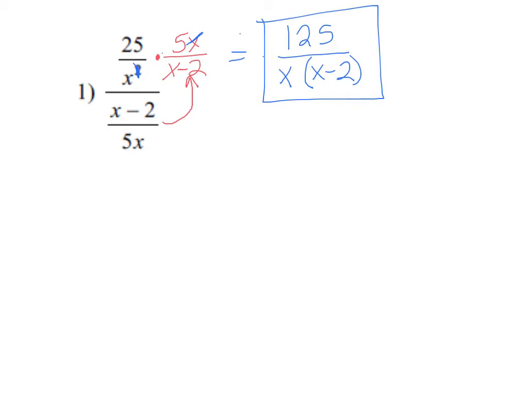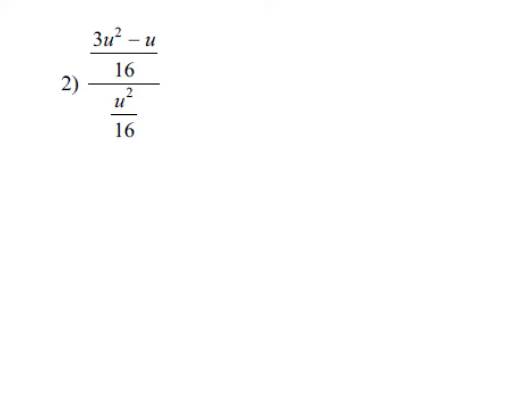All right, let's try another one. Here's number 2, and same deal. You got one fraction on top, and then you have this fraction bar right here that shows division. And so what I'm going to do is take this u squared over 16, bring it up and change it to multiplying by the reciprocal. And then we hope that there's going to be some kind of reducing that can go on.